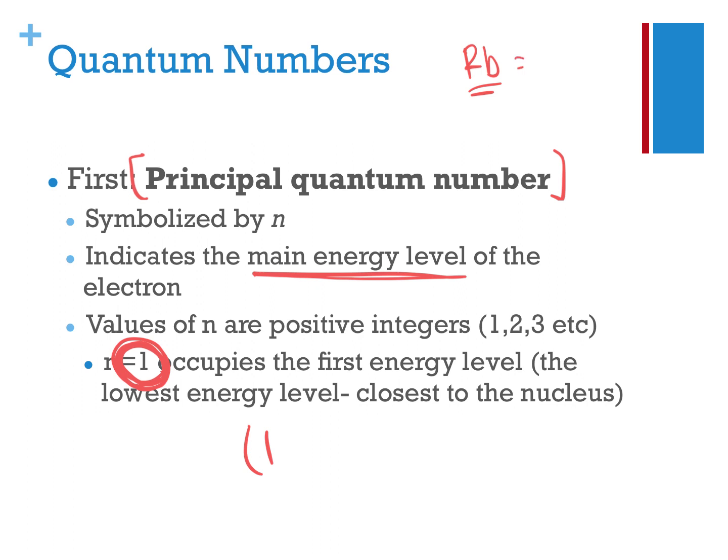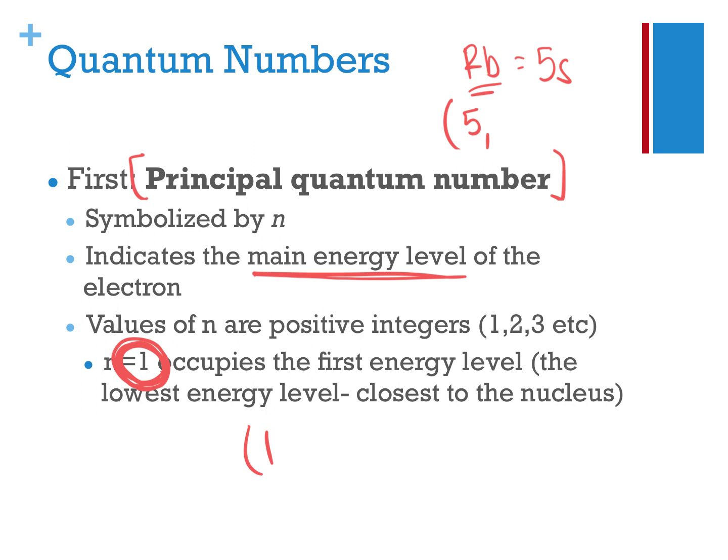Rubidium would be 5s. And so the quantum number for rubidium would start with a 5. Right? And that's all we know so far is the main energy level. Are we on the same page with that? Okay. That's all we can do so far because that's the only part of the quantum number we've learned, the energy level part. Okay.